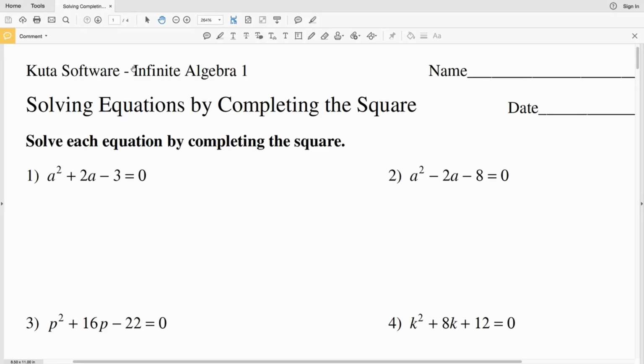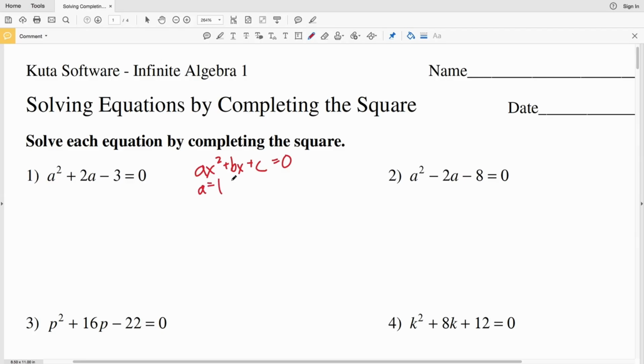In this video, we're going to start the Kuta Software Infinite Algebra 1 free worksheet, solving equations by completing the square. Now this worksheet has a total of 24 problems, so I'm going to do 8 problems in each video. And in this first video, lucky enough for us, for the quadratic ax squared plus bx plus c equal to 0, we're only dealing with a values of 1.